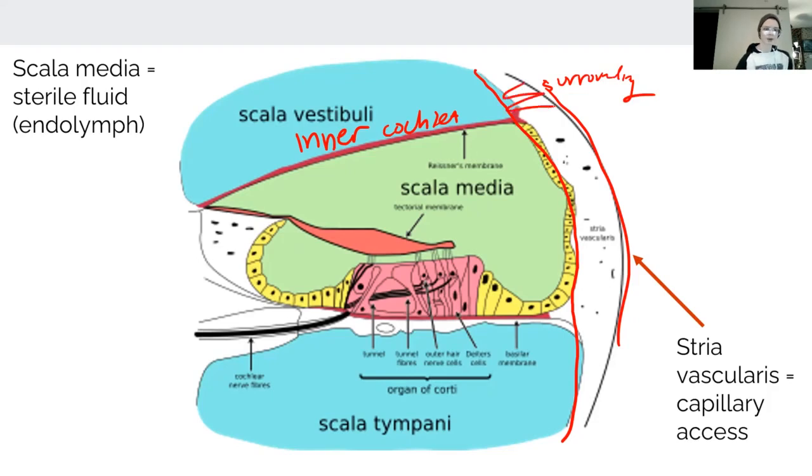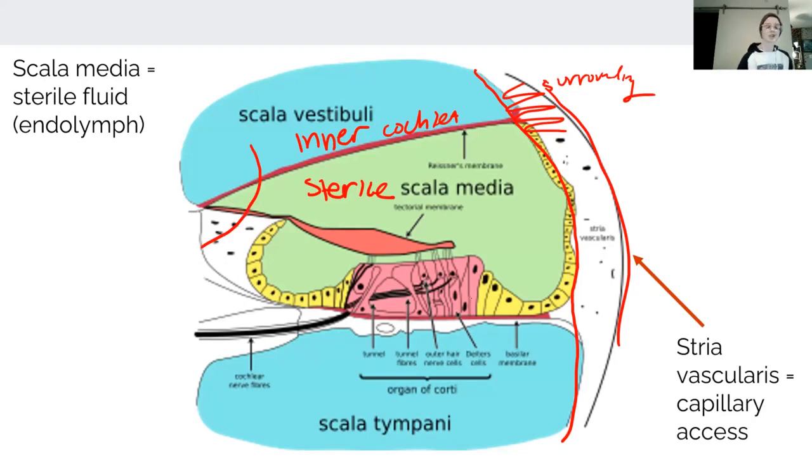But right in here, we've got this strange region called the stria vascularis. And the stria vascularis is going to be responsible for delivering some of the nutrients that the inner cochlea needs to maintain itself, right? And so this is a sterile region. It has quite a few cells that need products for their metabolism, but they don't have any way of getting it themselves because they don't have blood access going straight into this region.